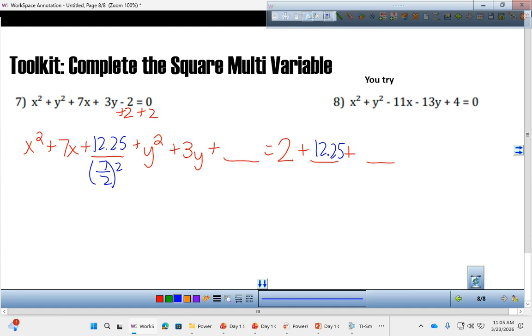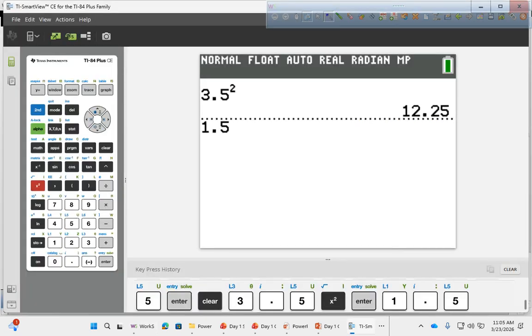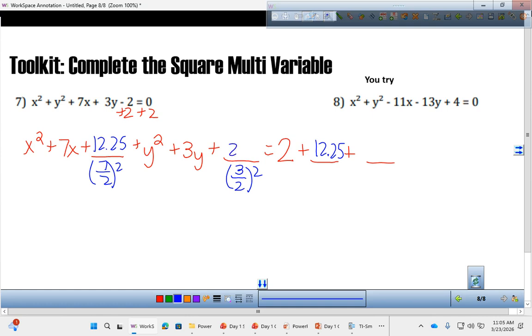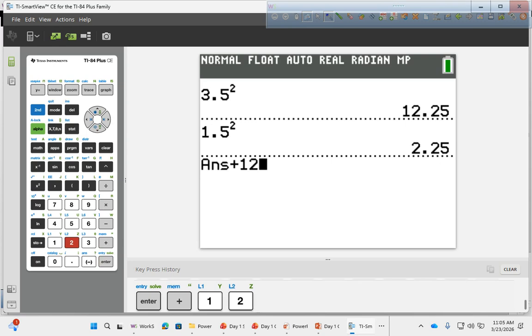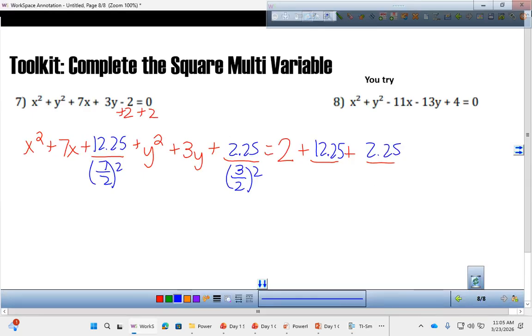This blank here is half of 3, and then I'm going to square that. So I'm doing 1.5 squared. 2.25 is this perfect square. So I'm adding those two together, plus the 2 from before. So 16.5 ends up being this number on this side.